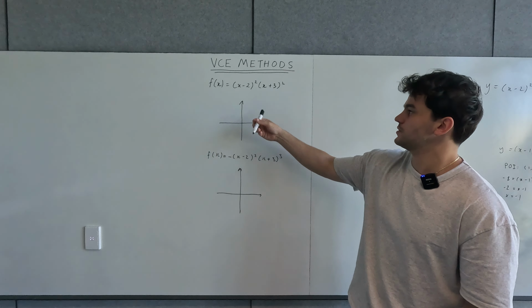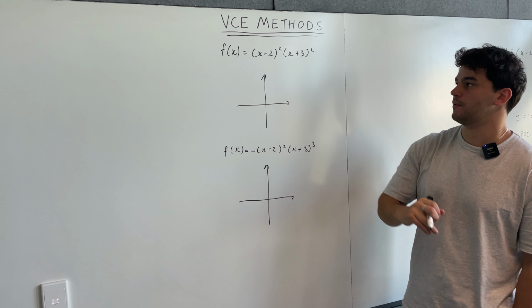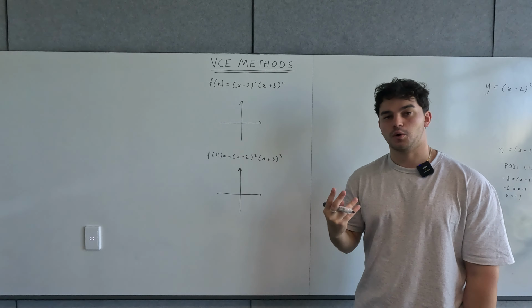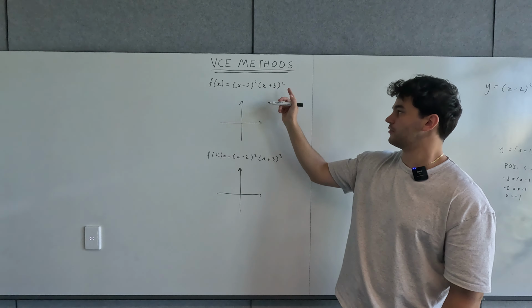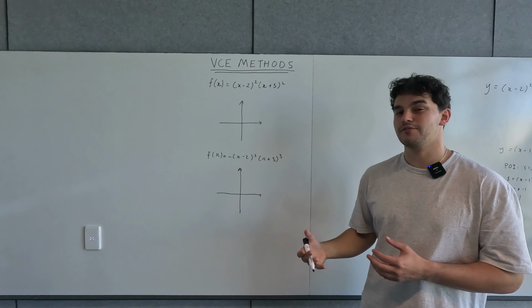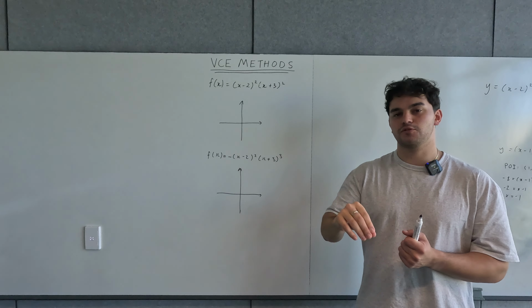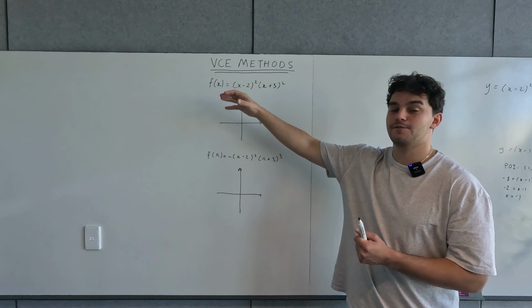So we see in the first case that we have f of x is equal to x minus 2 squared multiplied with x plus 3 squared. So this is a quartic because our degrees add up to 2 plus 2, which is 4. So we can anticipate what the shape is going to look like. But if you have an even powered polynomial or even degree polynomial, then you start and finish in the same region.